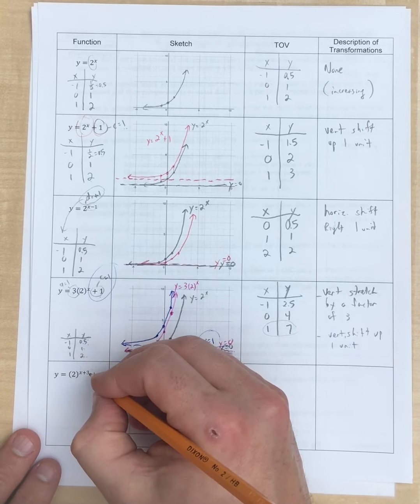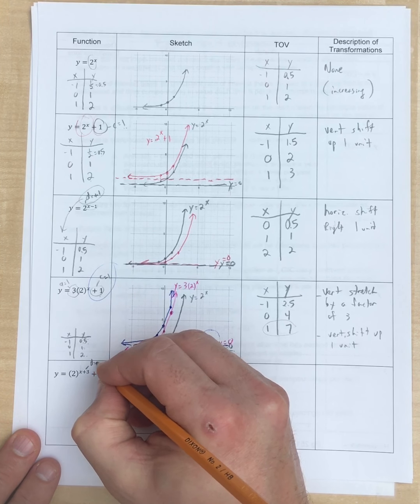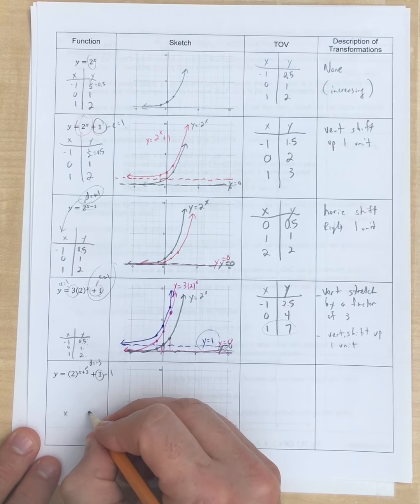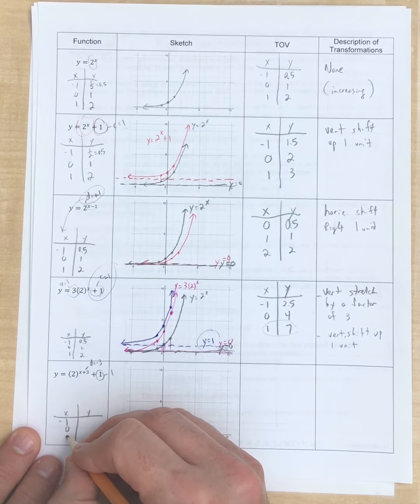Okay? So here we have a D value. It's negative 3. And we have a C value of 1. Okay, we've got the same table of values. Negative 1, 0, 1. You're probably getting the hang of it.